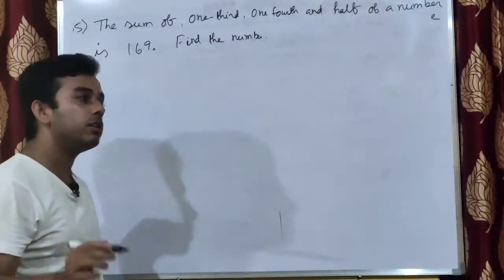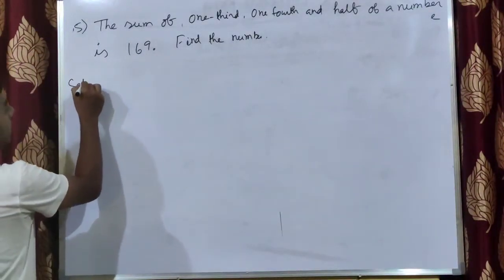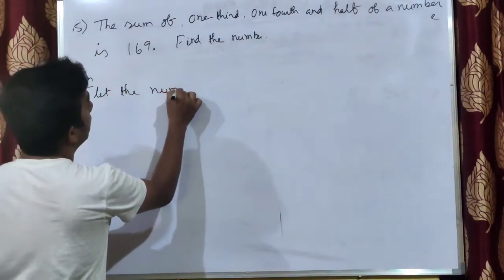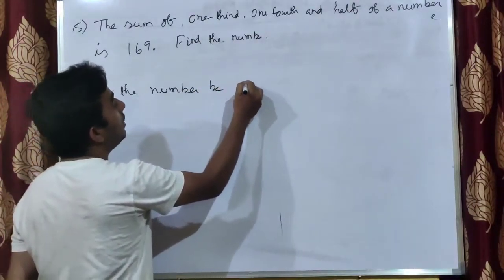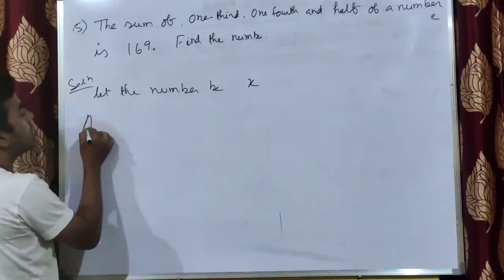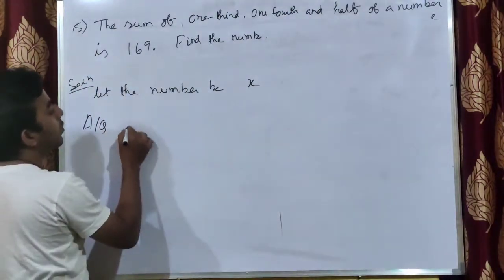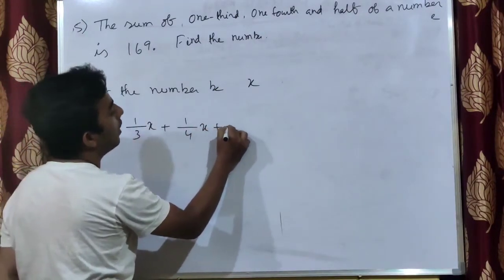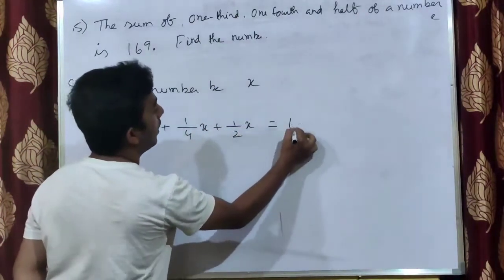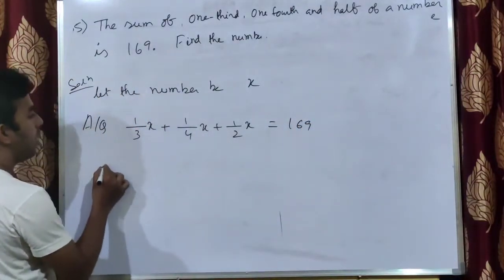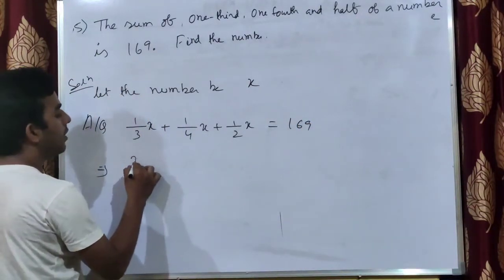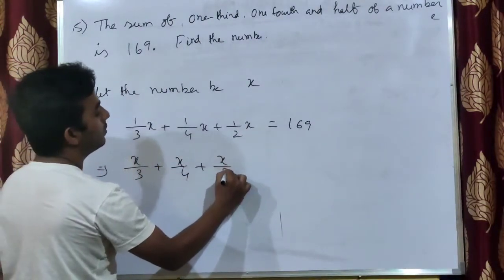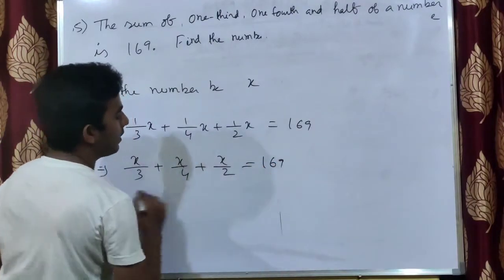Since we don't know the number, let us assume, let the number be x. Then according to the question, 1/3 means 1 by 3rd of x plus 1 by 4th of x plus half x equals 169. Now if we multiply numerator into numerator, that is 1 into x, the equation will be like this.